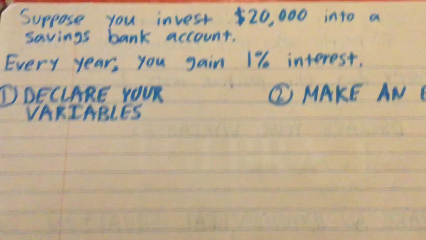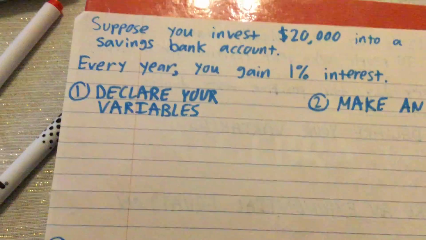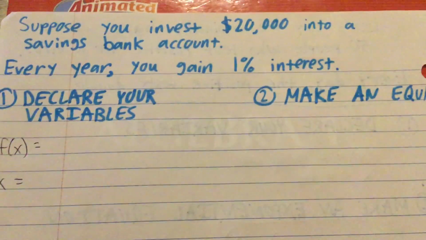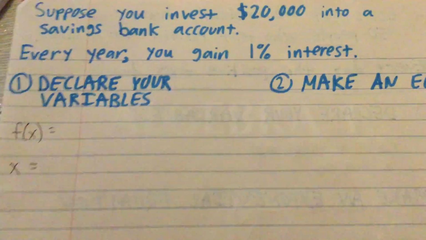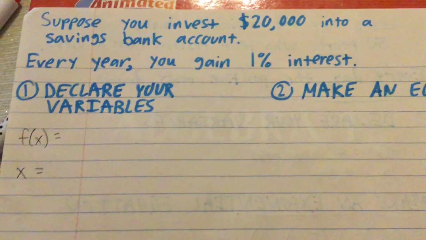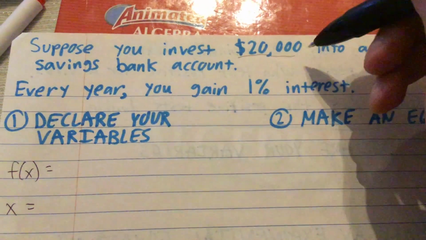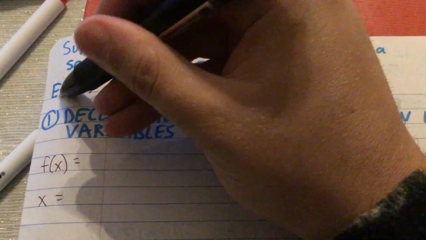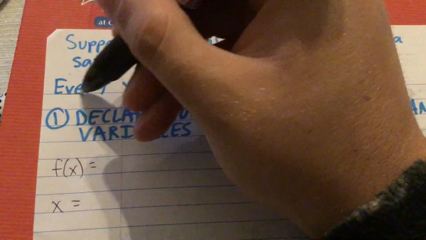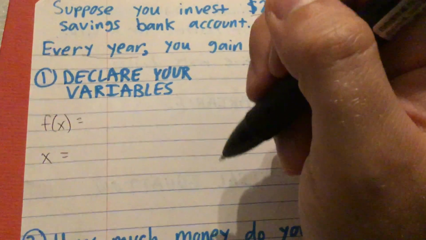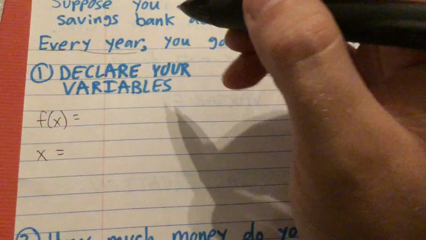So what do I care about? Remember that I care about my f of x, and I care about my x. So the key is to look at what depends on what. Well, I see something about money, and then every year. Hint: if it's related to time, time is always x. Time is always independent because everything depends on time.